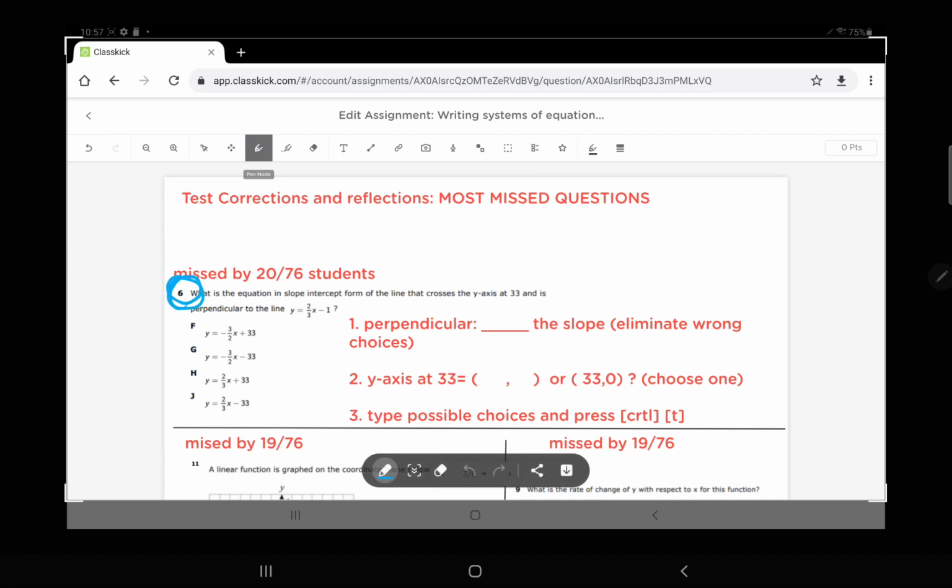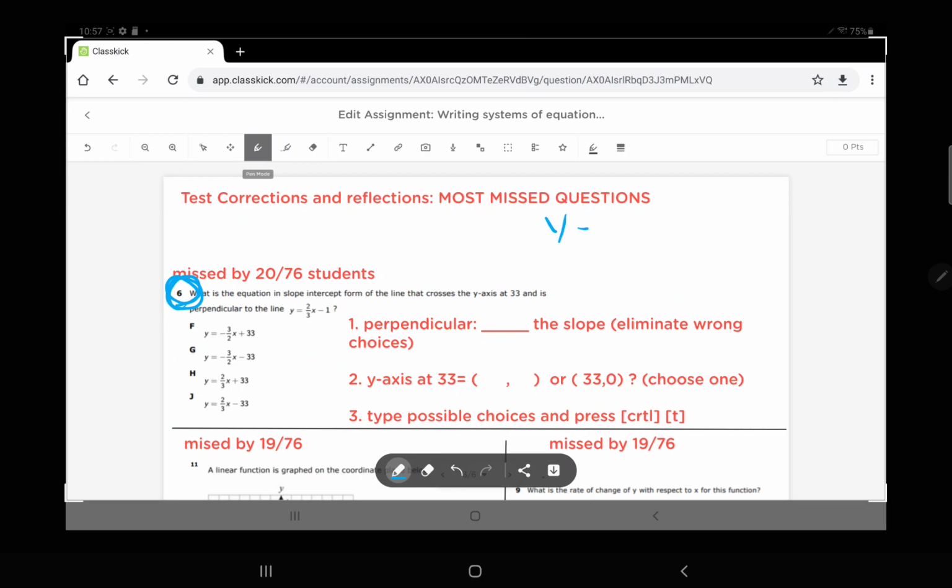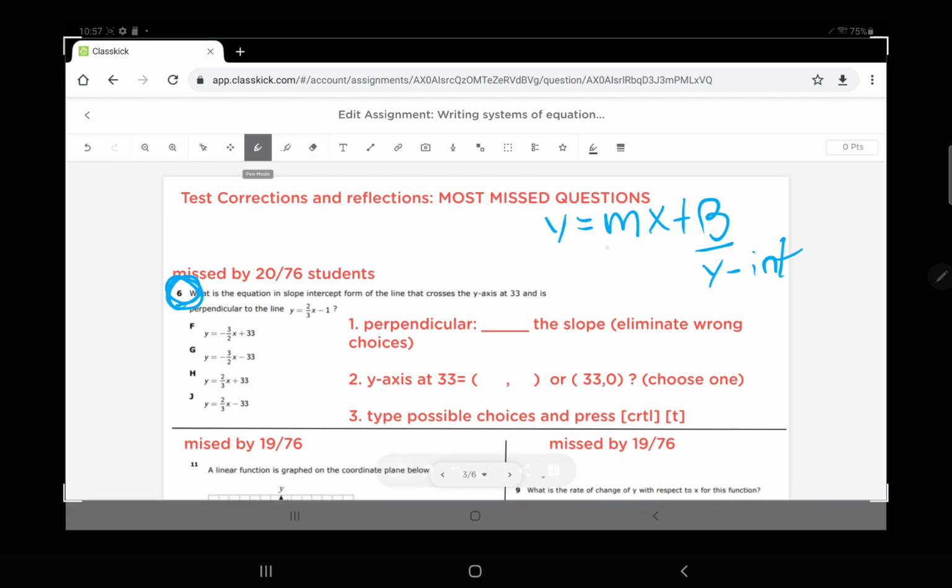This right here is going to be question number 6, and it reads as follows. What is the equation in slope-intercept form? Meaning y equals mx plus b, where b is your y-intercept and m is your slope. Okay, pretty simple, pretty self-explanatory. Now, it's saying we have to find a line that crosses the y-axis at 33 and is perpendicular to the line y equals 2 over 3x minus 1.